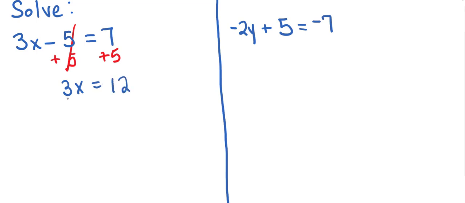Go back on the side with your variable. And then now it's a one-step equation. You are ready to divide. So we divide by the sign of the coefficient. Gives us x equals 4.